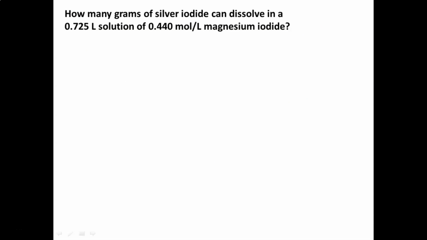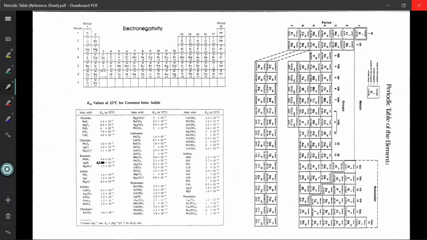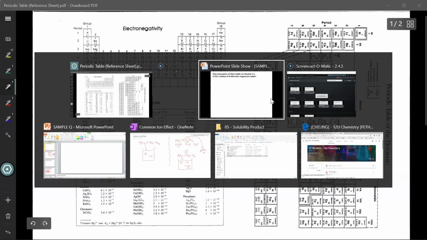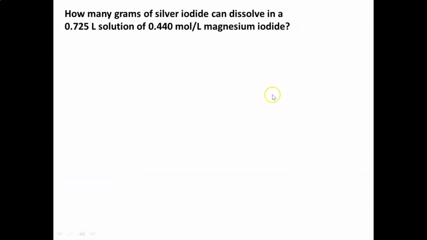Alright, let's try out a sample question. You will of course require the use of your reference sheet, specifically that of the Ksp values located in the table over here. You can find all of this on our Google Classroom. Now, what I want you to do is press pause and try out this question. When you're ready, unpause the video and we'll go over the solution together.